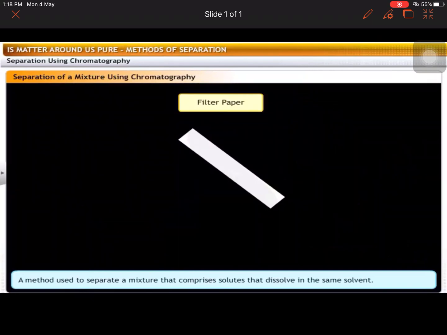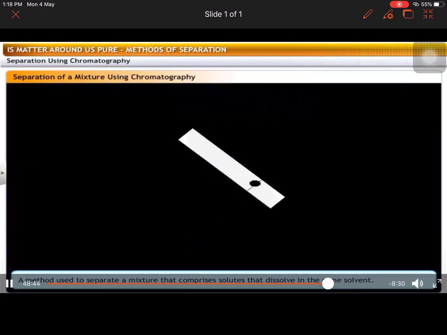First, take a thin, long strip of filter paper. Use a pencil to draw a line on it, about 3 centimeters above the lower edge. Then, put a small drop of black ink on the filter paper in the center of the line and allow it to dry. Now this is called chromatography. Just see it and make notes.